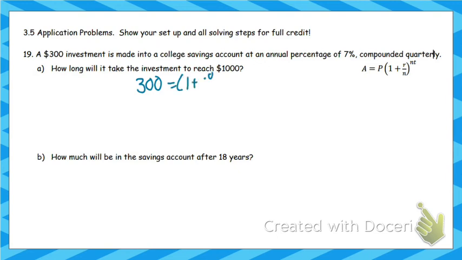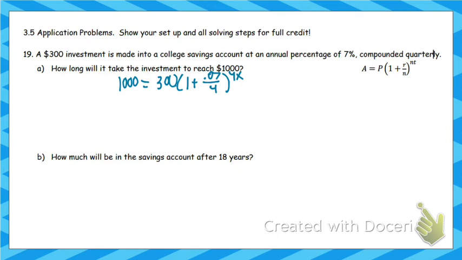7%, so 0.07. Compounded quarterly, that's 4 times, so N is 4. How long? So we don't know time. We want to know when this will equal 1,000. So we have to solve algebraically on this one.